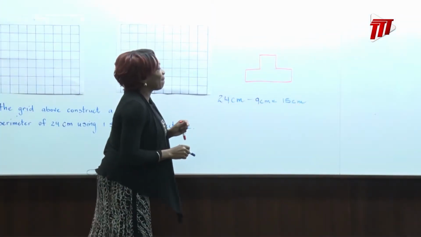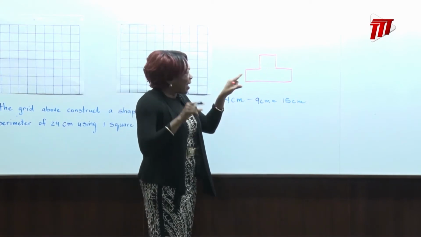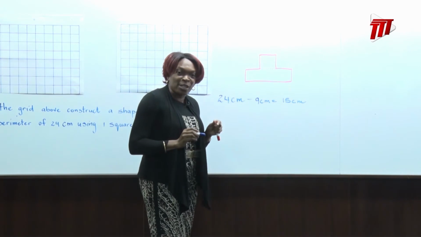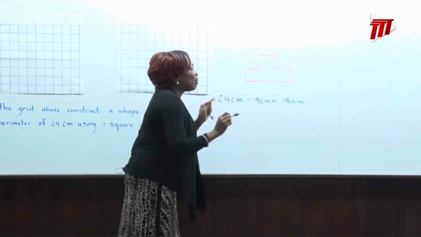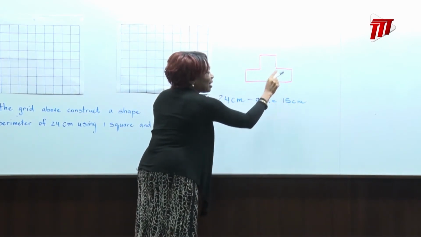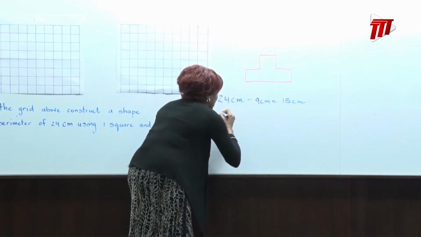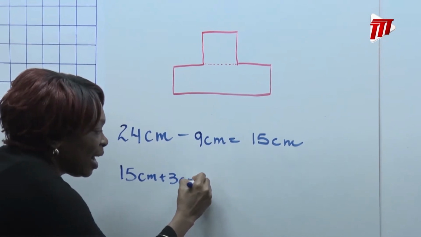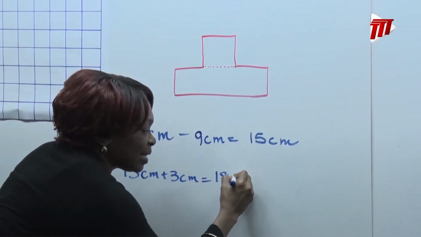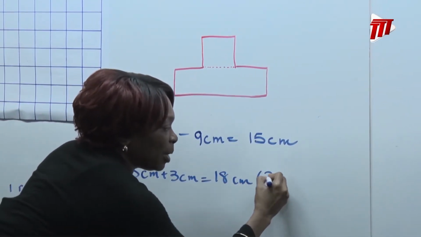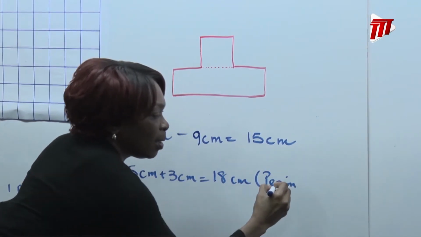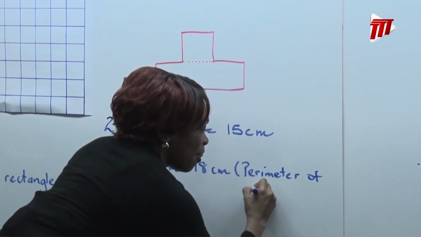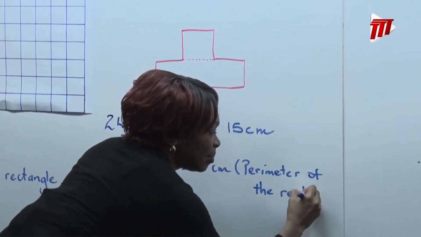Now I want to find the perimeter of the rectangle down here. Length and breadth, not so, boys? Remember that. I am going to take the 3 centimeters and add it to the 15 centimeters there. When I add the 3 centimeters here, this will give me 18 centimeters, and this will actually be the perimeter of the rectangle.